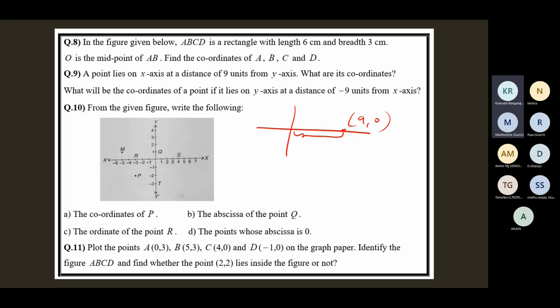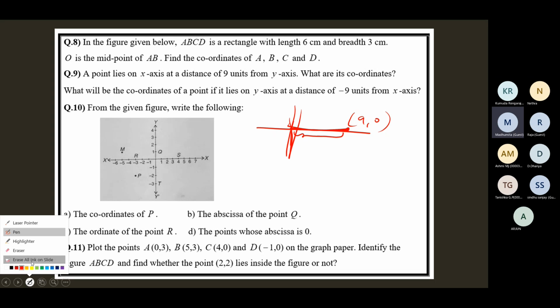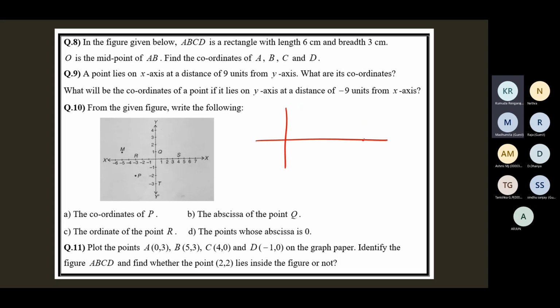So see here, even otherwise, this is the point 9, 0, and this is the distance of this point from the y-axis. The required point is 9, 0. You can see that the distance of this point from the y-axis is 9 units. So the point lies on the x-axis at a distance of 9 units from the y-axis. The coordinates are 9, 0.